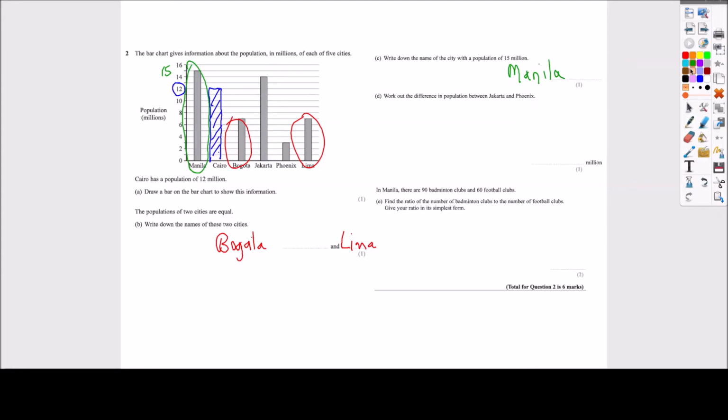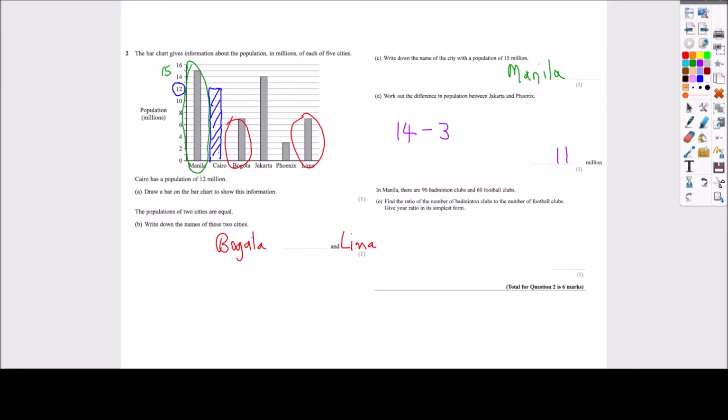Now, for part D, we're being asked to work out the difference in population between Jakarta and Phoenix. Now, Jakarta has got 14 million. And Phoenix has got halfway between the 2 and the 4, so that's 3. How do you work out the difference? You just take away one from the other. 14 take away 3 is 11.